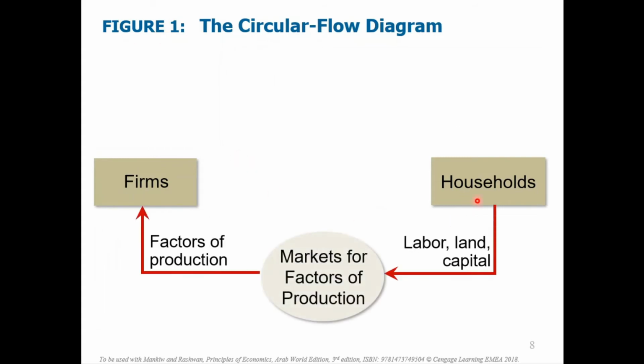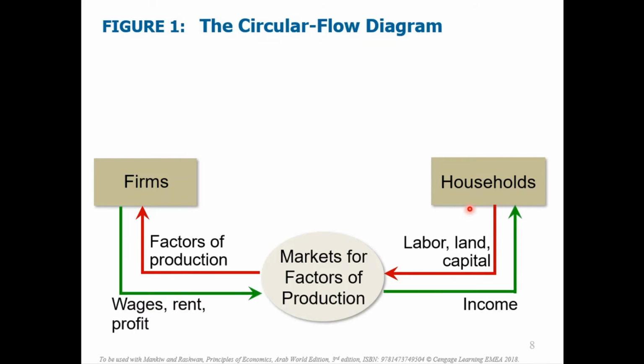As we said, we have two lines in this diagram. We have the red line, which represents the factors of production. Here we consider households as the input. They are the input of factors of production to the firms, which means that firms need people, they need resources to produce goods and services. From where do they get these resources?